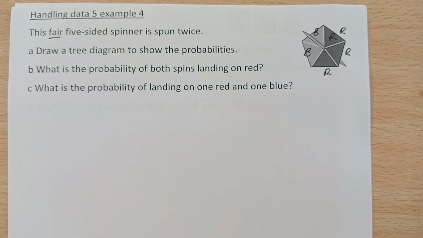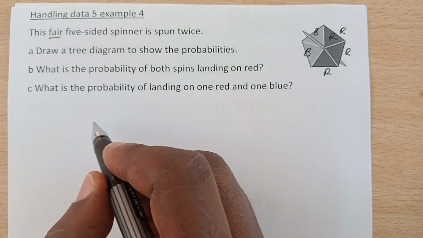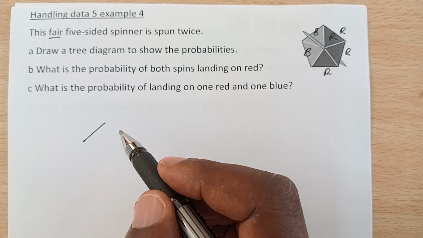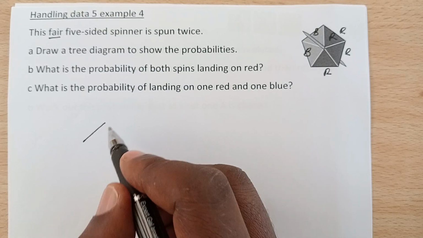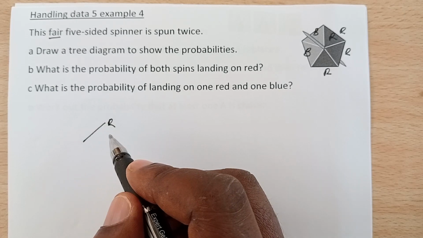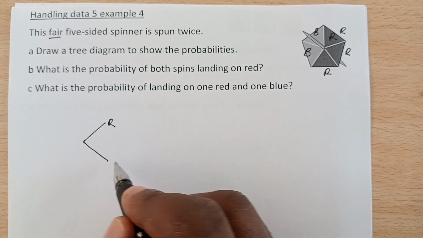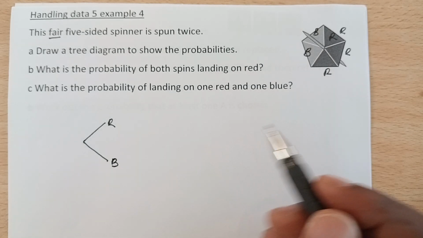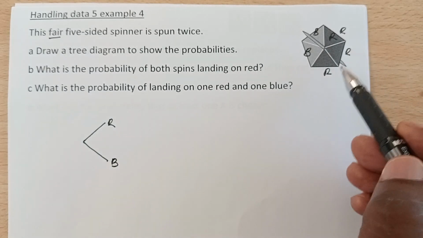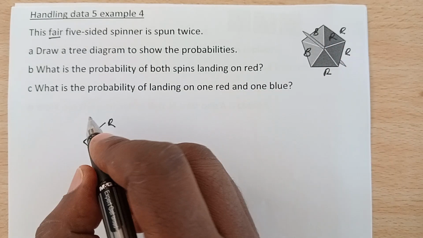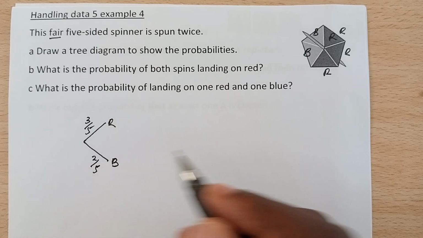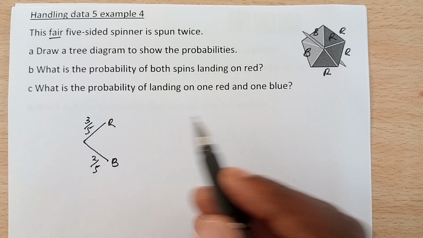In fact, that is part A. Draw a tree diagram to show the probabilities. And we'll just start here. If you spin this spinner, it might show a red, or it might show a blue. The probability of showing a red, how many reds do we have? 1, 2, 3 out of a total 5. So 3 out of 5. Blue, 2 out of 5. That is the first spin.